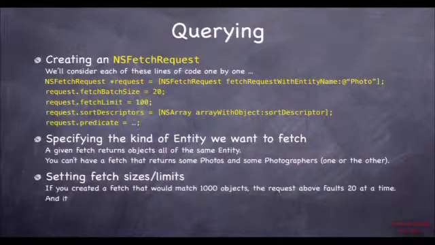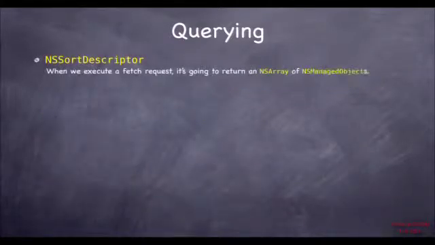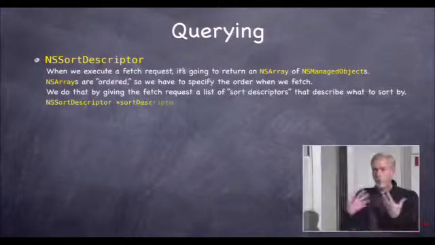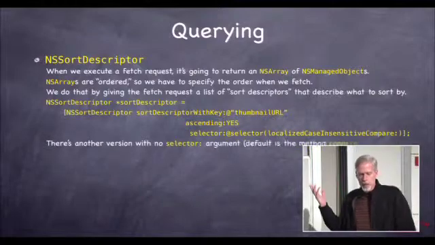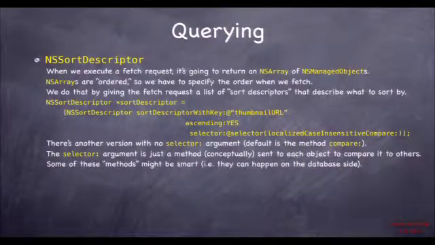I'm going to skip the size and limits, but suffice to say you can get them in batches. You don't need to do that for your homework. You're going to have small amounts of data anyway. The sort descriptor, like I say, specifies the order of the array you're going to get when you execute this fetch request. The sort descriptor is created using this method, sort descriptor with key, on NSSortDescriptor.